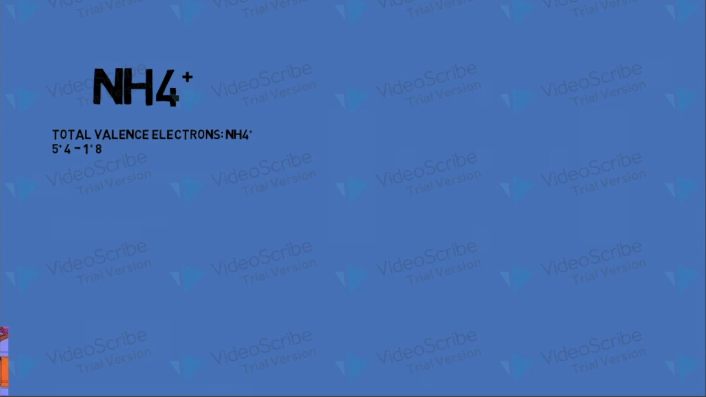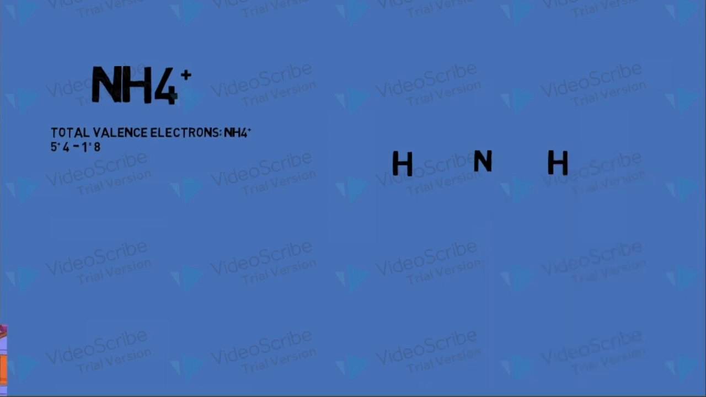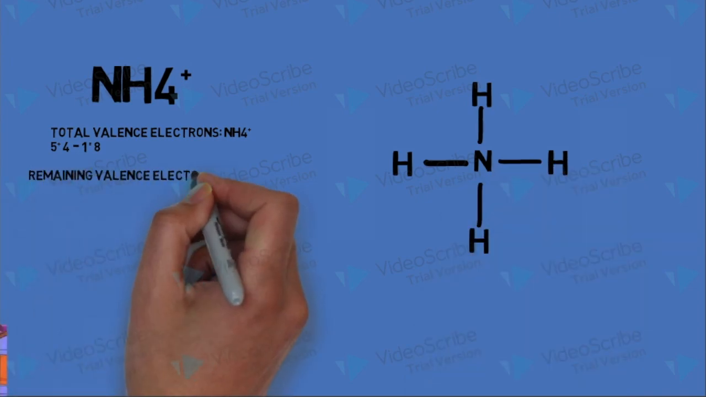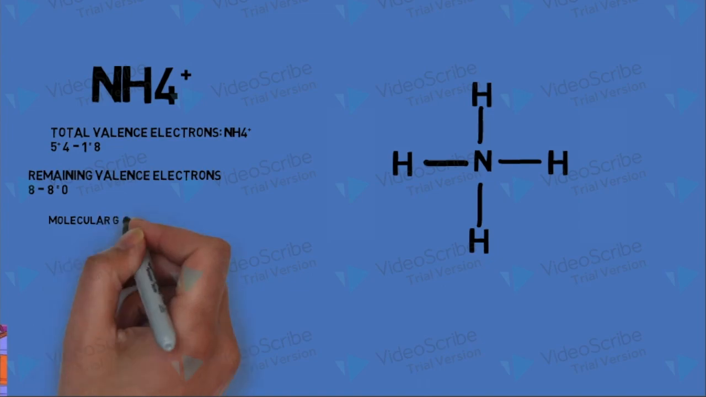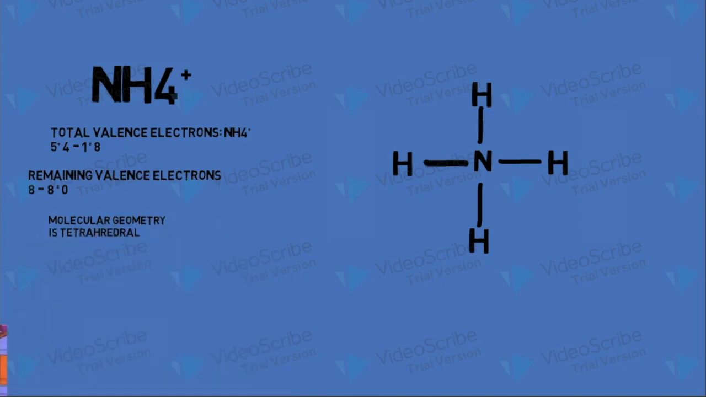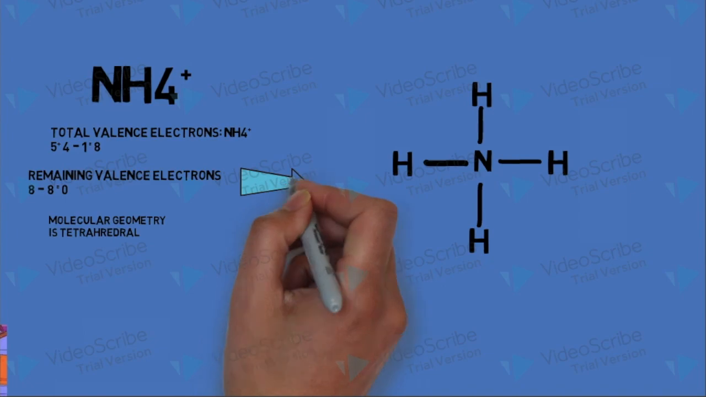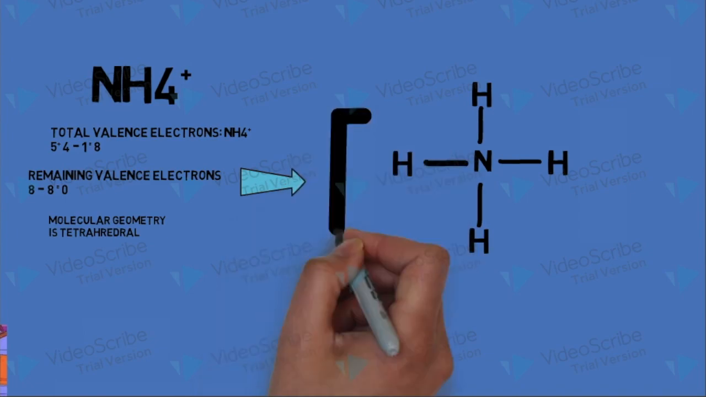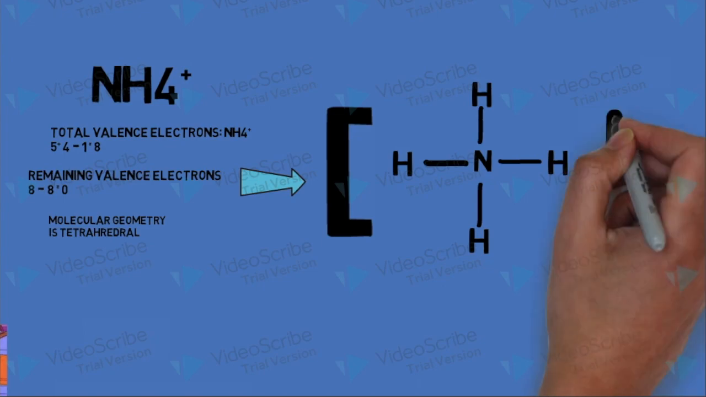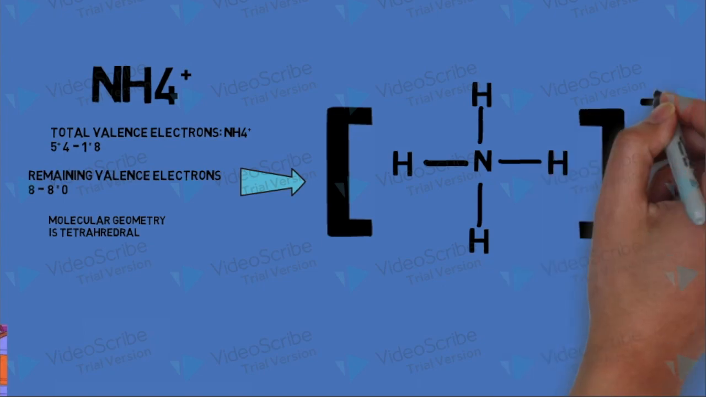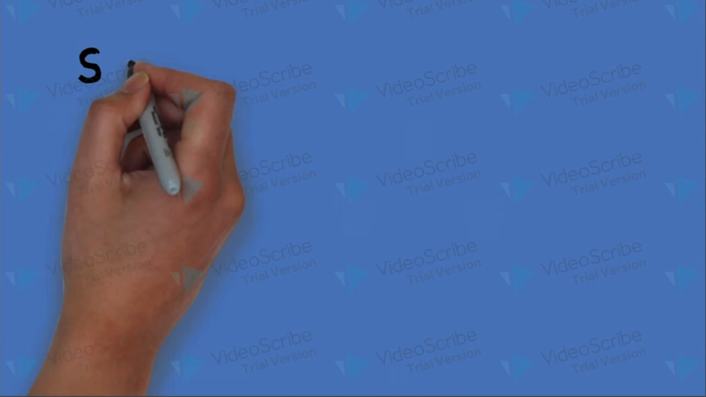For example, this example is NH4+. Total valence electrons in NH4+ is 4 minus 1 plus 5, which is 8. The N is in the middle, and there are 3 H's, 2 on the side and 1 in the front, and another on the back. The remaining valence electrons of NH4+ would be 8 minus 8, which is equal to 0. The molecular geometry of NH4+ is tetrahedral. For example, you have the plus on the outside.